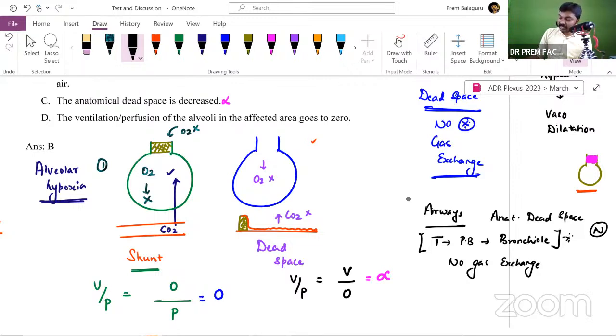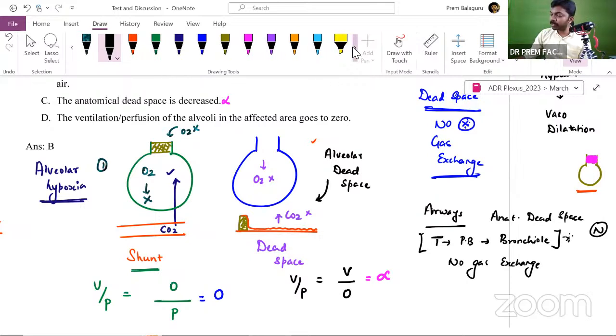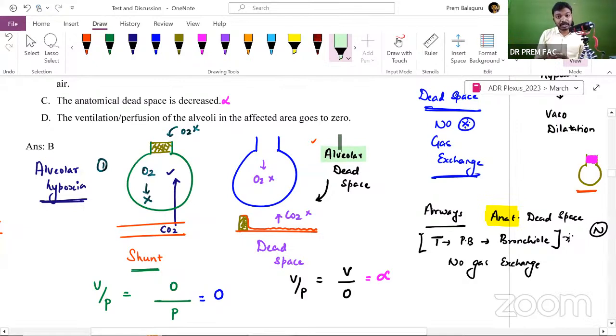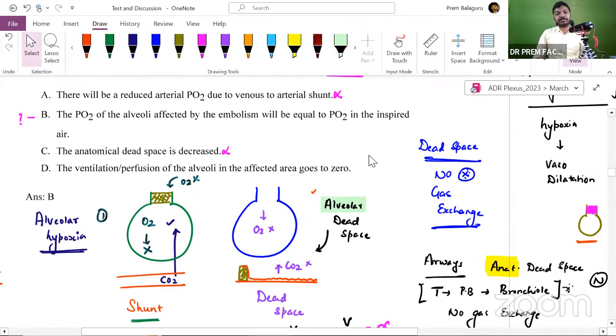When a blood vessel is getting blocked, and as a consequence there is a dead space creation, this dead space is called alveolar dead space. So you need to be familiar with the difference between anatomical dead space and alveolar dead space, doctors. Anatomical dead space is always present. Alveolar dead space will occur whenever there is a thromboembolism occluding pulmonary capillaries.